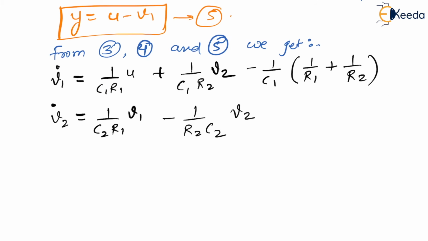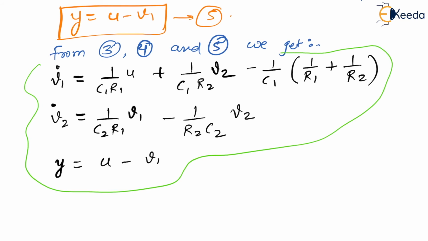This was equation 4. And if you think of this output y, it is how much? Yes, u minus v1. Now just see here, this is very important. If I want to show all these three equations in terms of a matrix, how will I show?